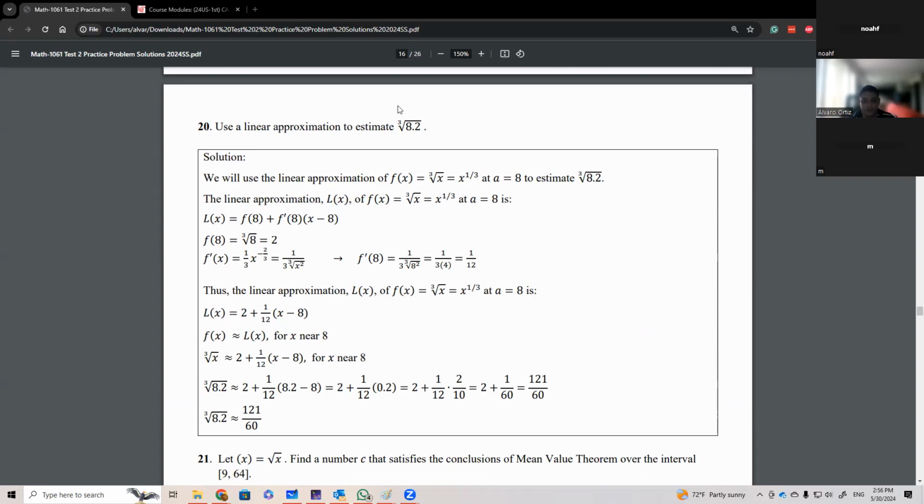So for example, we have cube root of 8.2. I want to estimate that. So it's natural to think, hey, my function is going to be cube root of x, and I'm going to estimate close to 8 because I want 8.2. So I'm going to estimate at 8. Okay.